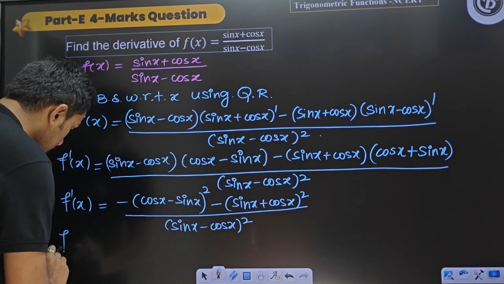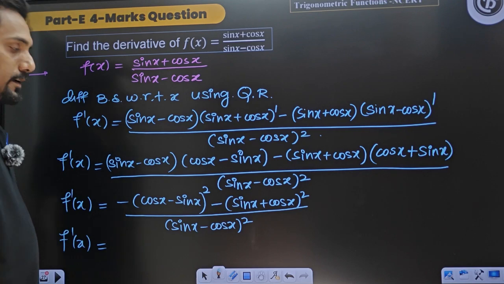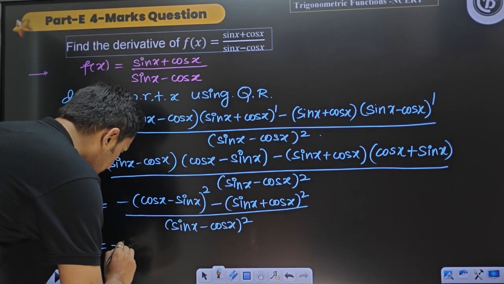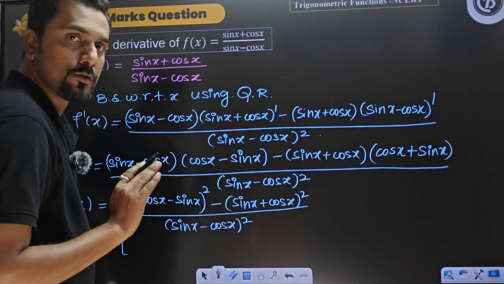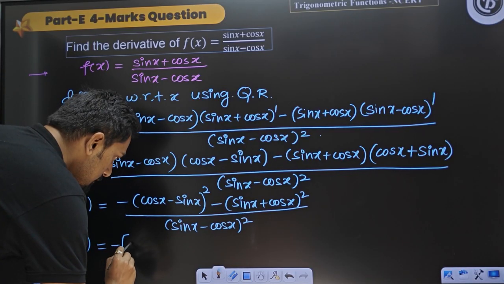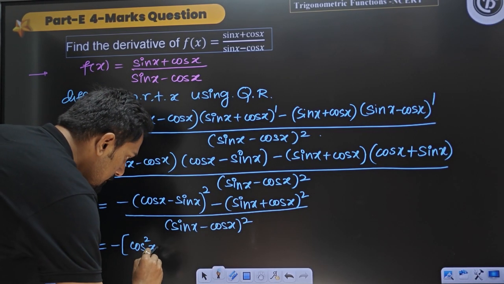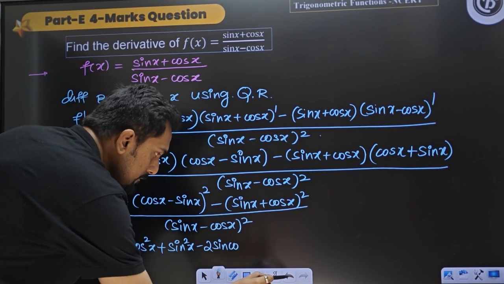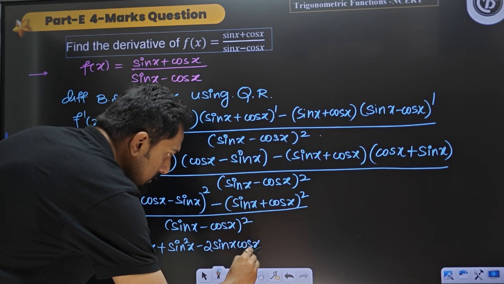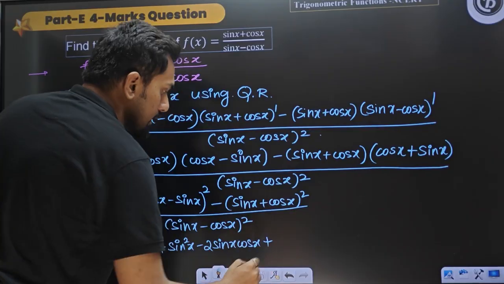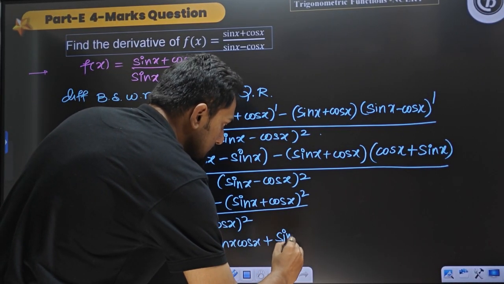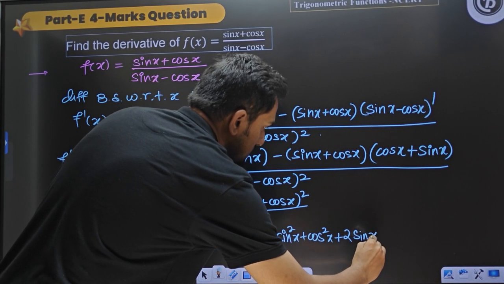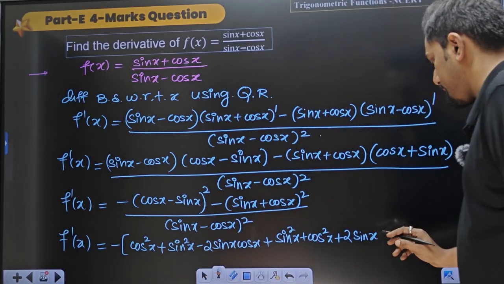Okay, then if I expand this, a square plus b square minus 2ab, with the minus kept outside, I took minus common in both. This becomes cos square x plus sin square x minus 2 sin x cos x, 2 sin x into cos x. Correct, here if we take minus common this will be plus. Expand this: sin square x plus cos square x plus 2 sin x cos x, 2 sin x cos x.